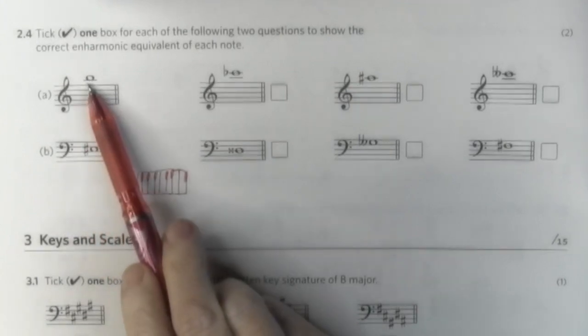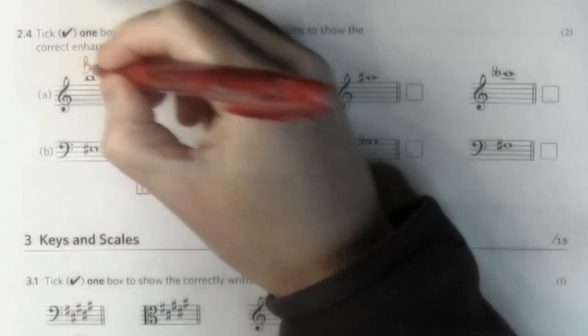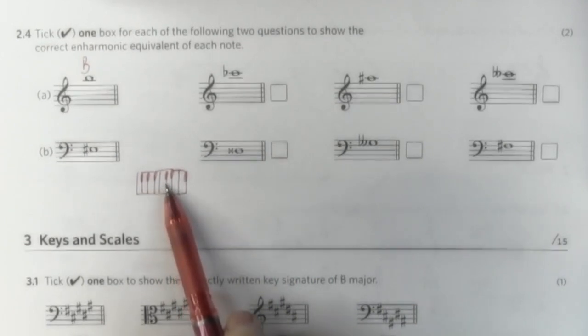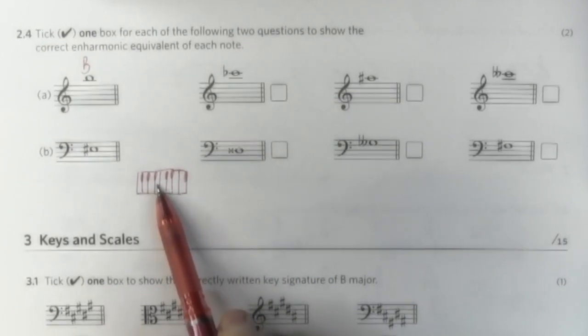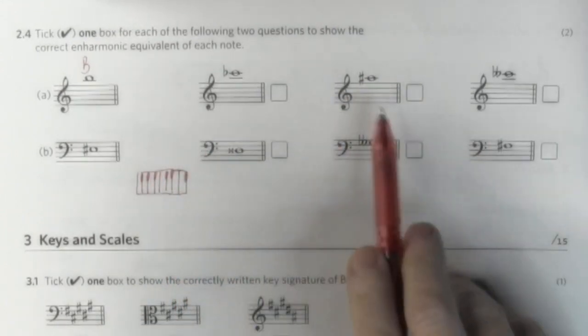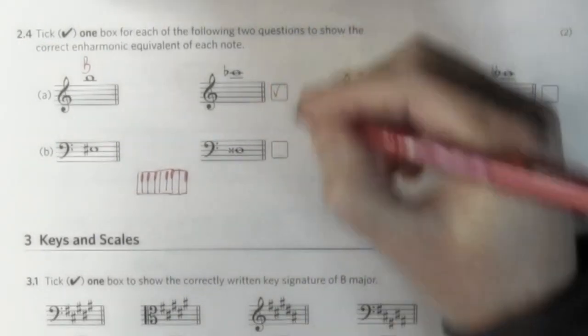This note is B. So this note here could be called Do flat or A double sharp. So La double sharp or Do flat. What do we have here? Do flat, I think, because this is only 1 sharp. So that's the correct answer.